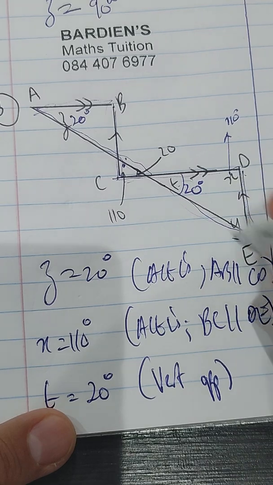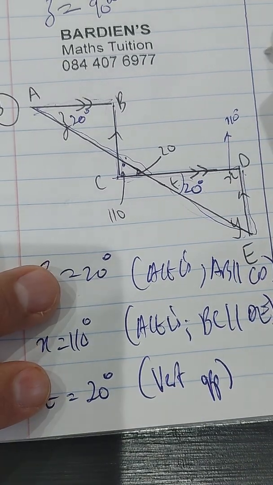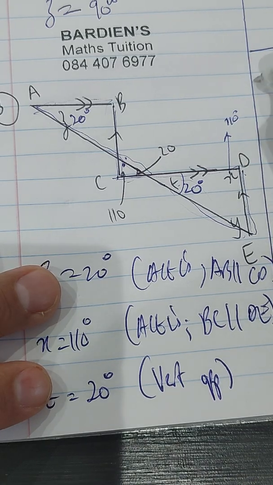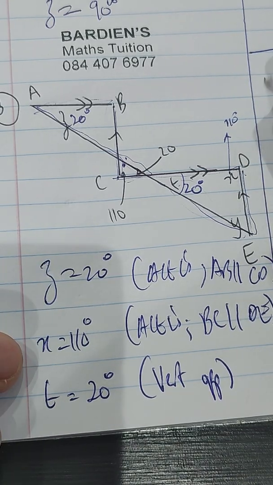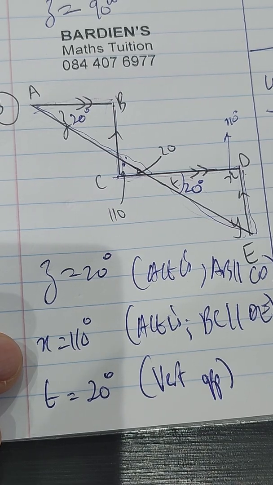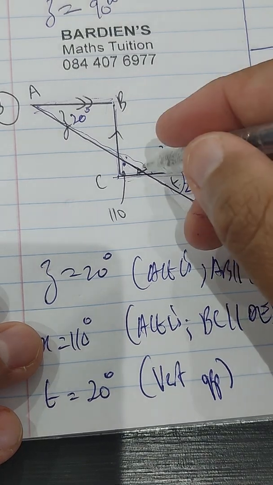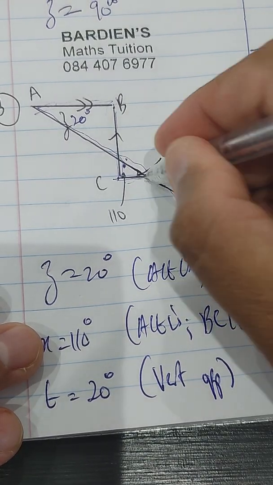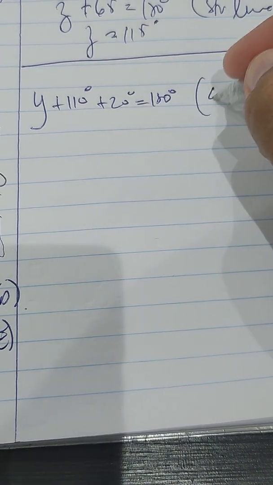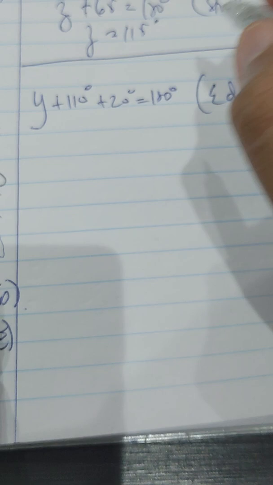And then for Y, I can go angles in a triangle add up to 180. So what I'm going to do is I'm going to say Y plus 110 degrees plus 20 degrees equals 180. Sum of triangles in this triangle. There's no vertex here, so I'm not going to name the triangle. So it's just now say sum of triangle. But if there was a vertex or a letter given there, I would have named the triangle.